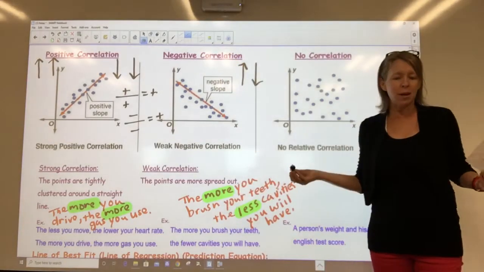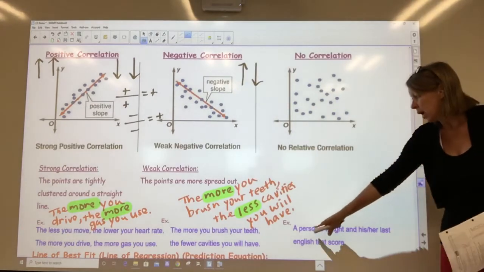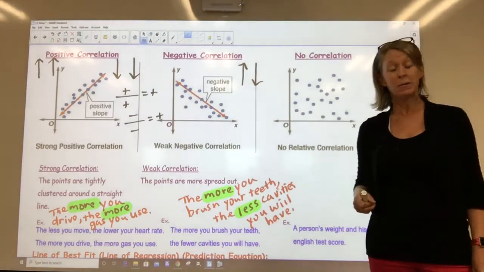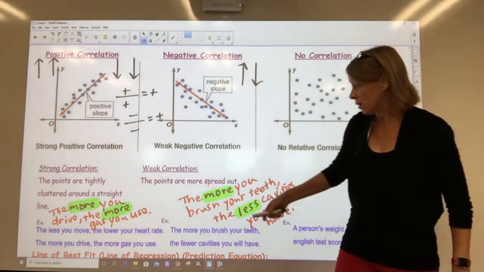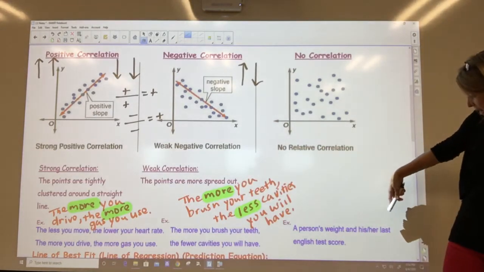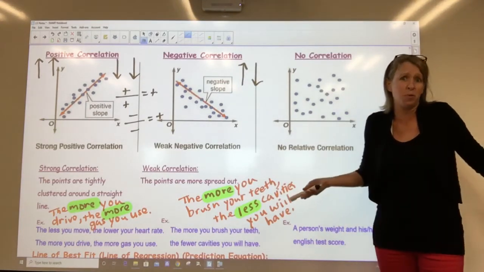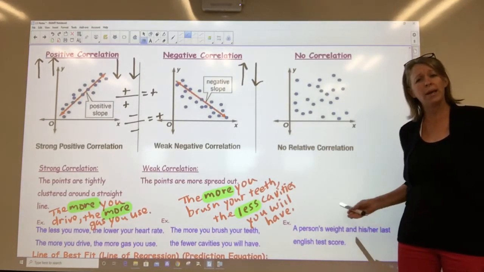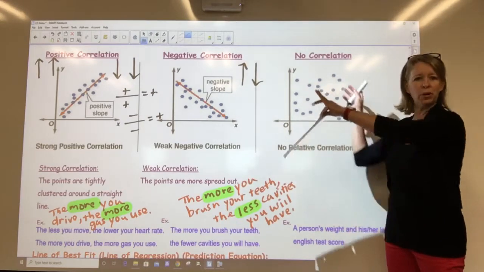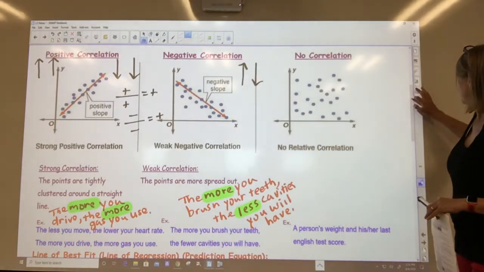Maybe a statement that would show no correlation could be something like comparing a person's weight and his or her last English test score. Those would be two things that would have nothing to do with one another. So if you surveyed people on their weight and their English test score and you plotted those points, it would probably look very scattered and not really show any pertinent relationship between those two things.